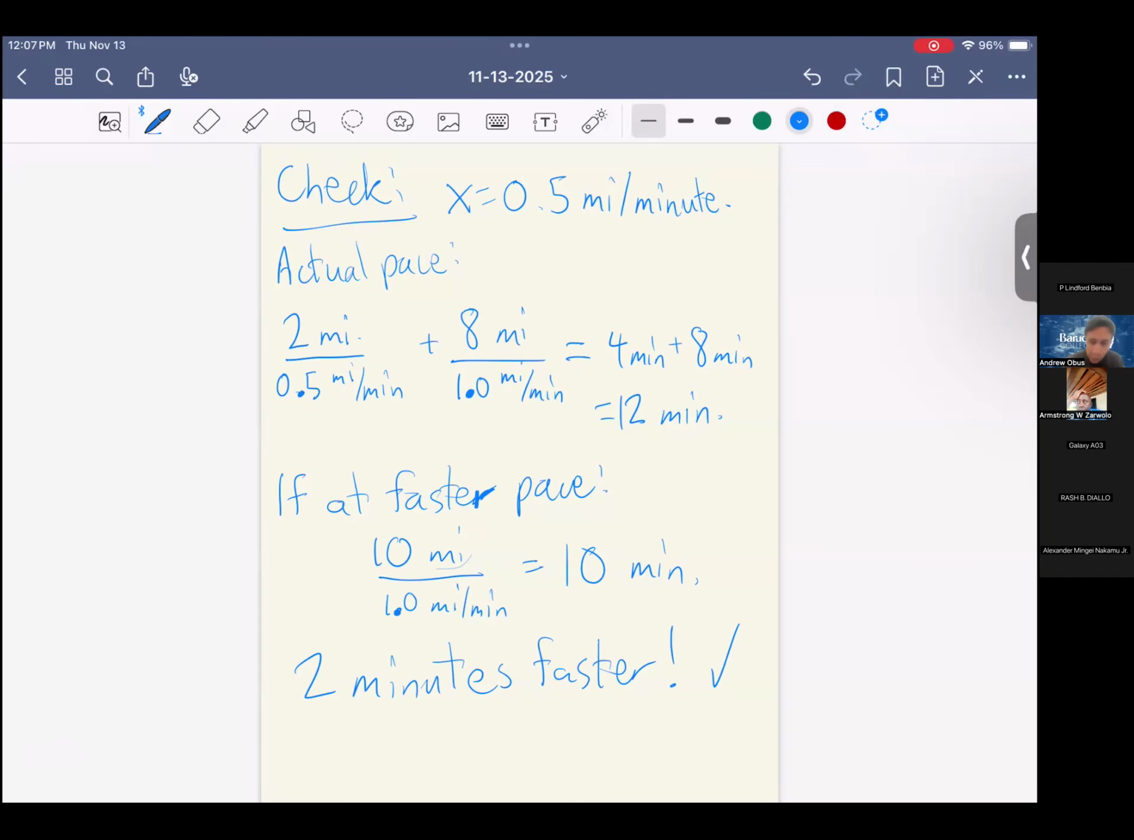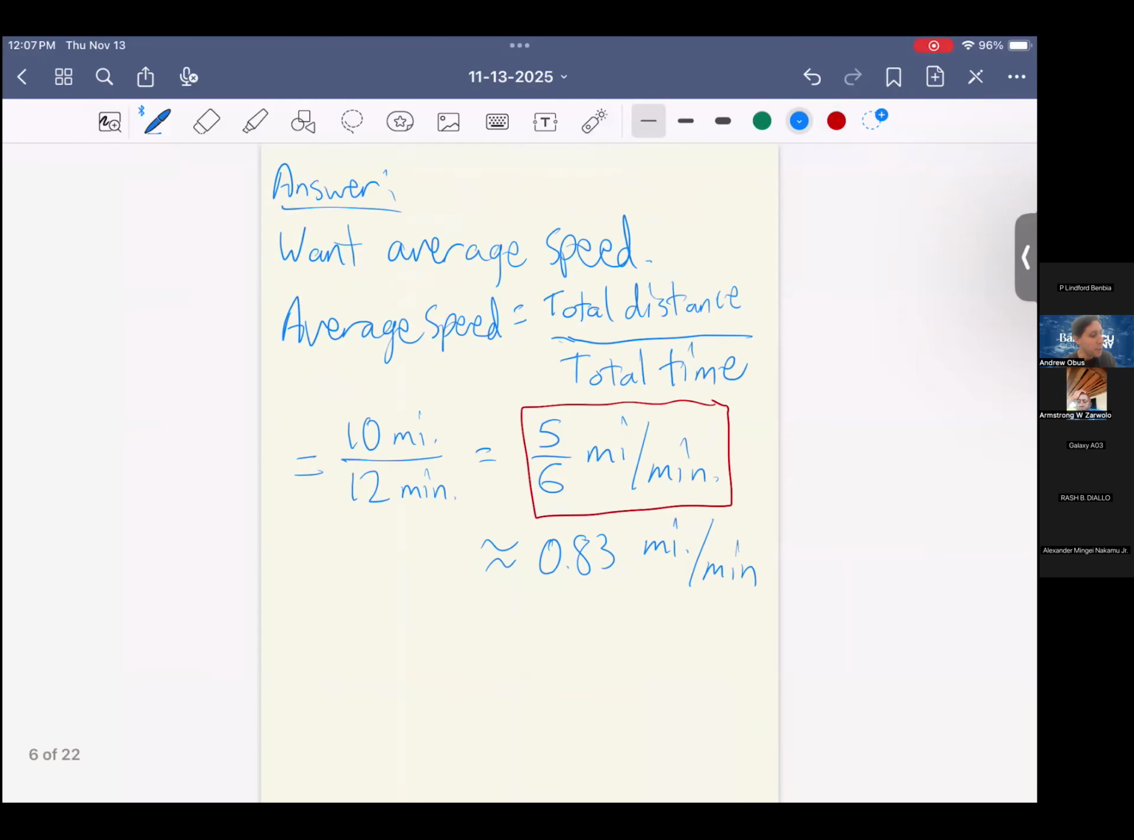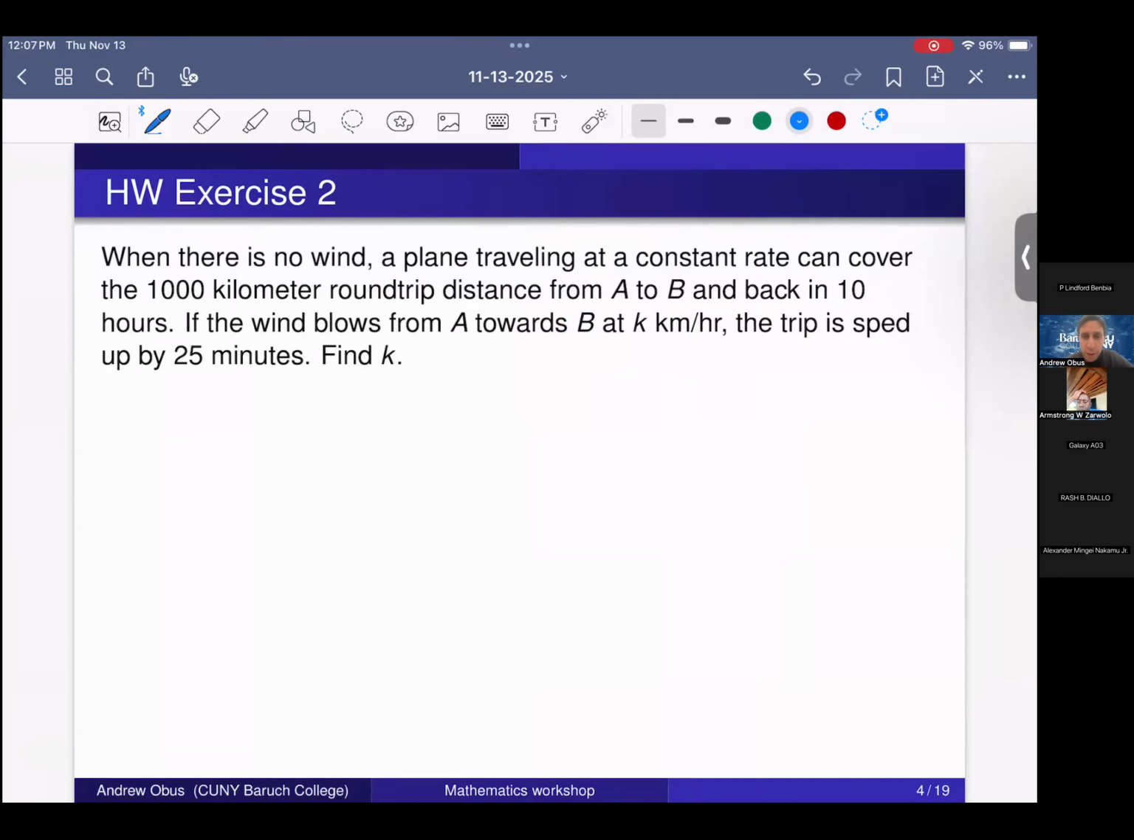Okay, let's move on to the next one. This next one's also going to be a little bit complicated, so I don't want to set it up myself.